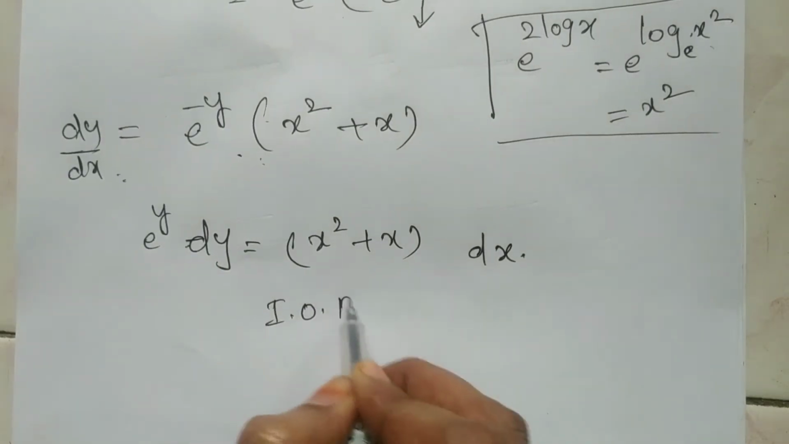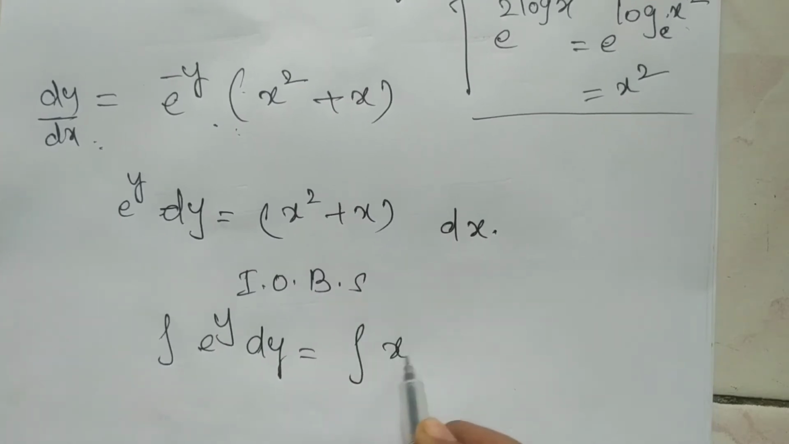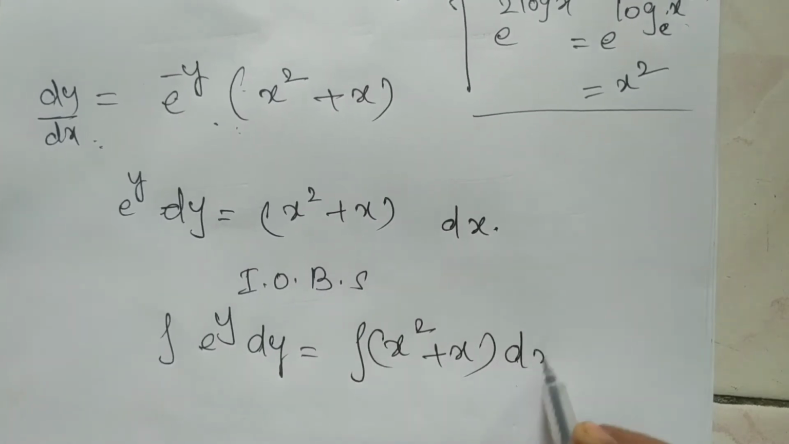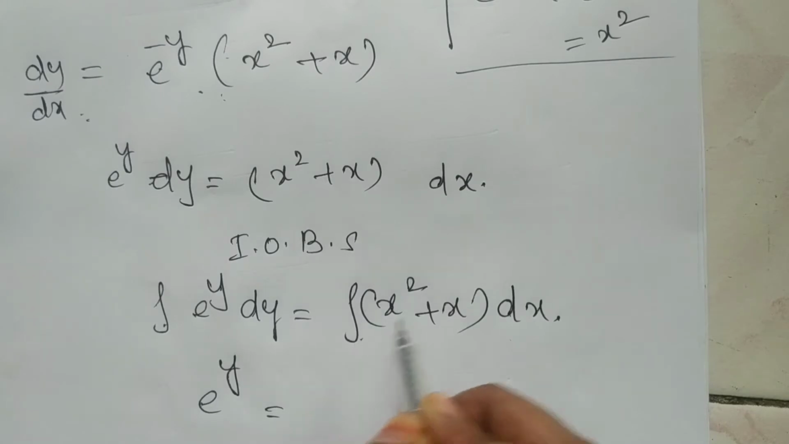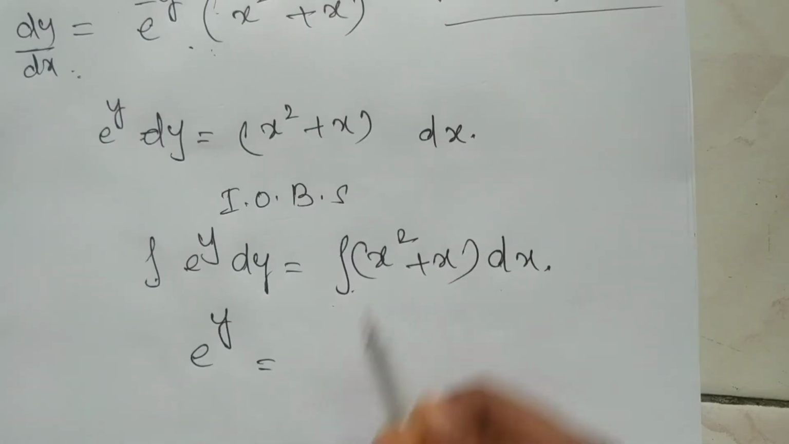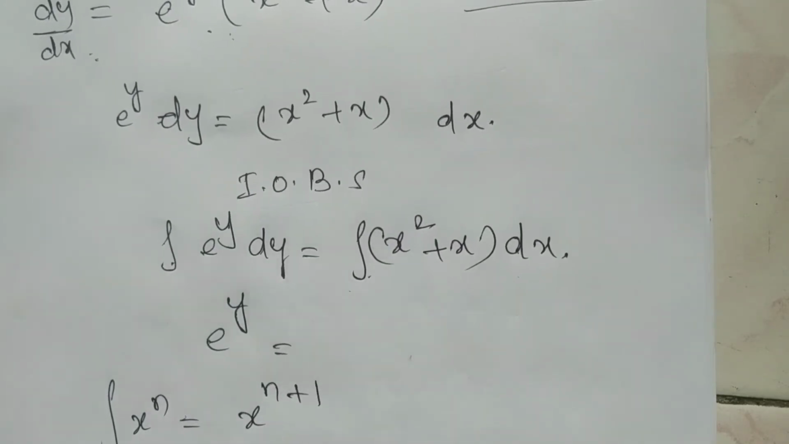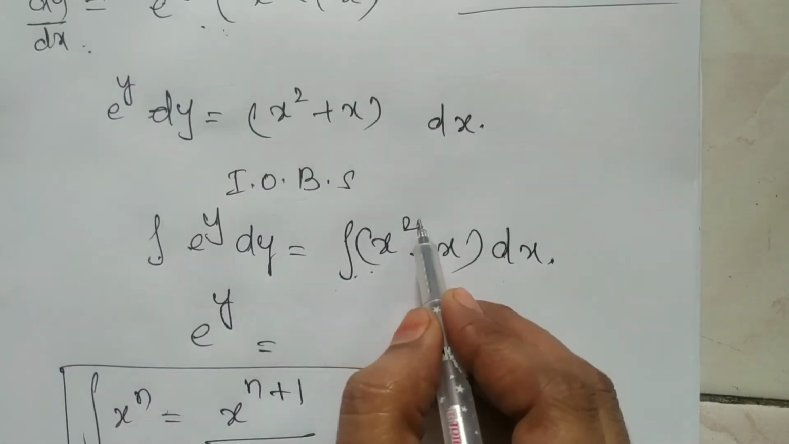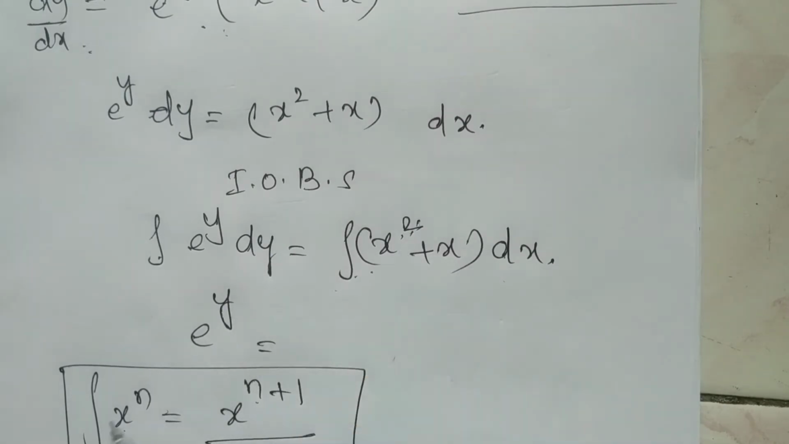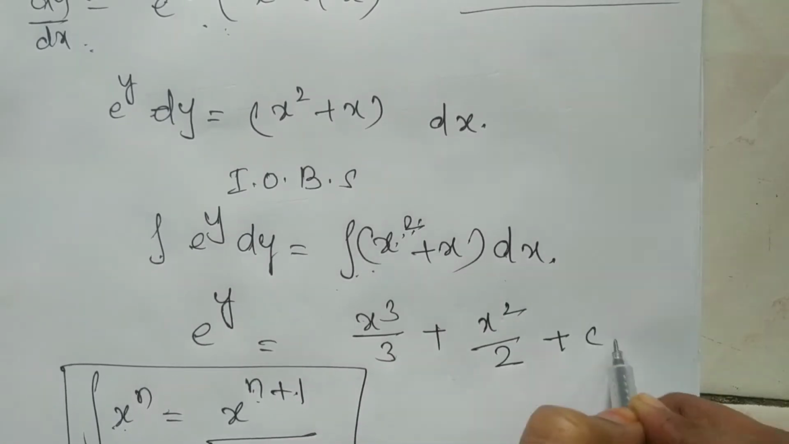So integrating on both sides. Integration of e power y dy equal to integration of x square plus x into dx. So integration of e power y is e power y. For integration of x square, we have one formula, that is integration of x power n equal to x power n plus 1 by n plus 1. Here n equal to 2, so integration of x square is x cube by 3, plus integration of x is x square by 2, plus c.